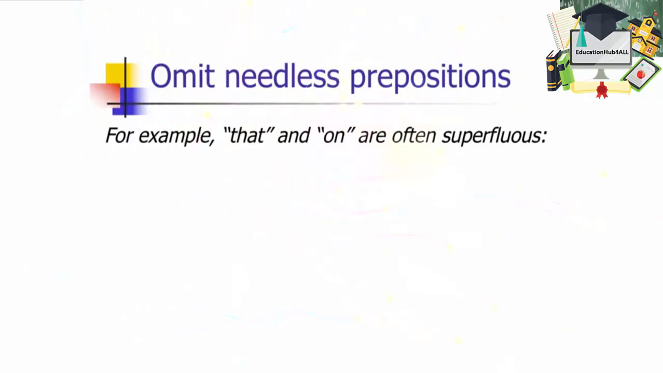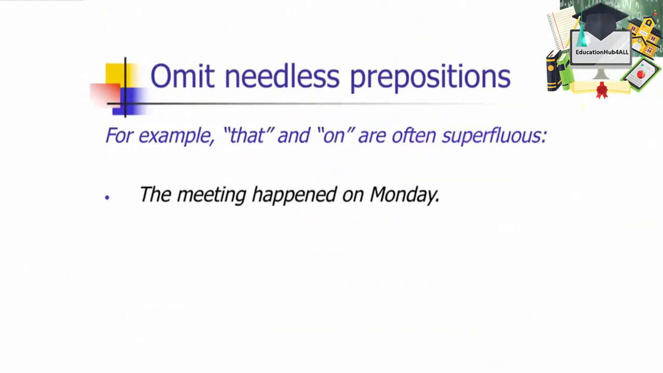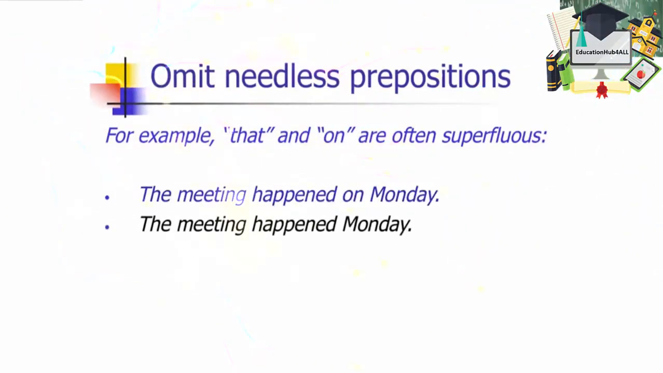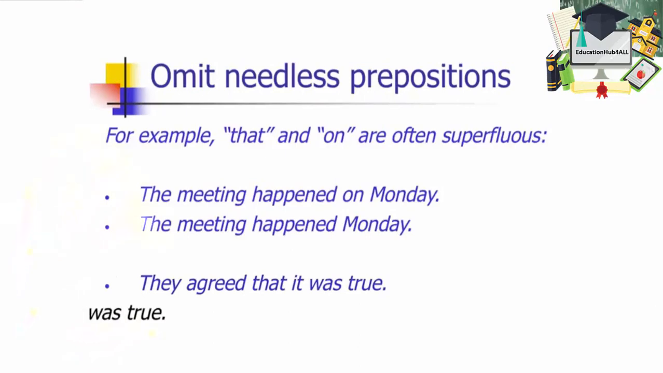For example, the meeting happened on Monday. Well, actually, that on is unnecessary. You could just say, the meeting happened Monday. You don't lose anything. Or, they agreed that it was true. Just say, they agreed it was true. You don't need the that. So you can often get rid of extraneous prepositions. You might think you need them, but if you take them out, you realize that you actually don't.